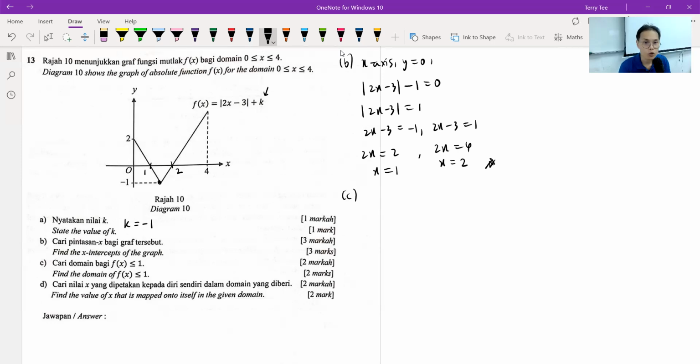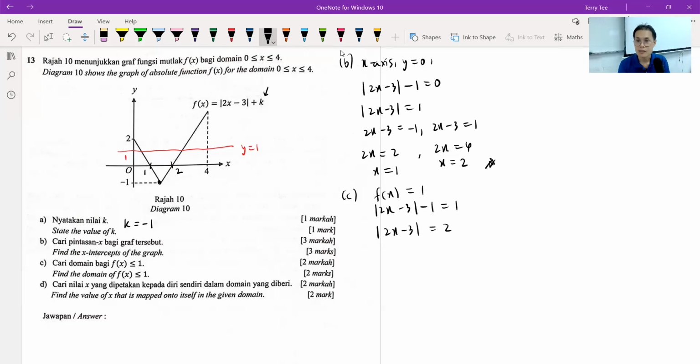Okay, next we want to find the domain for f(x) less than or equal to 1. Okay, we can draw a horizontal line here. This is a horizontal line of y equals 1. So 1 is here. So for me, maybe it's easier to let f(x) be 1. Then we find our intercept. So we take modulus of 2x minus 3, minus 1 equals 1. Quite similar to part B.